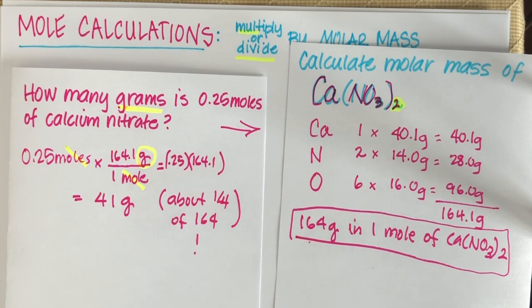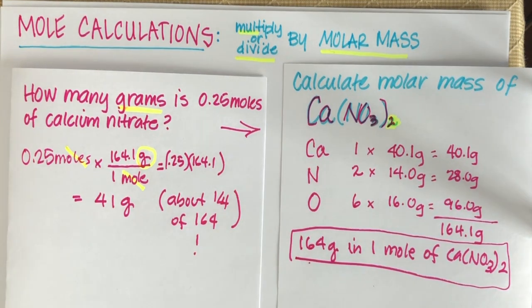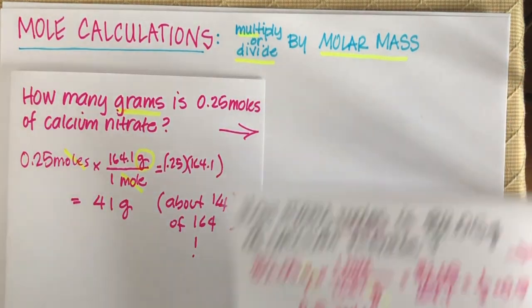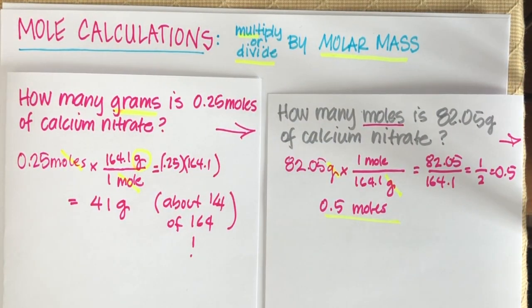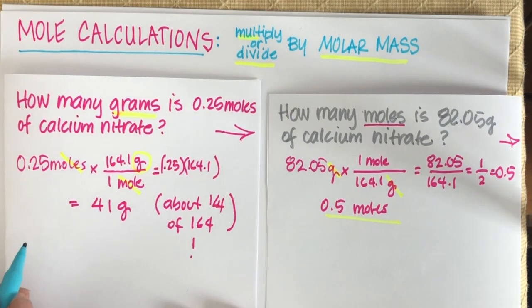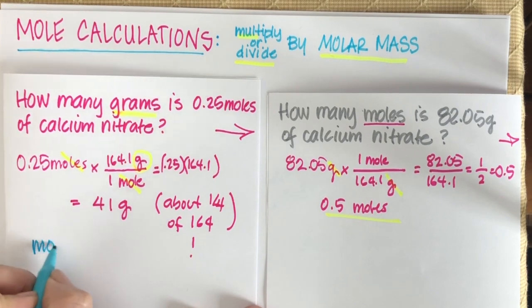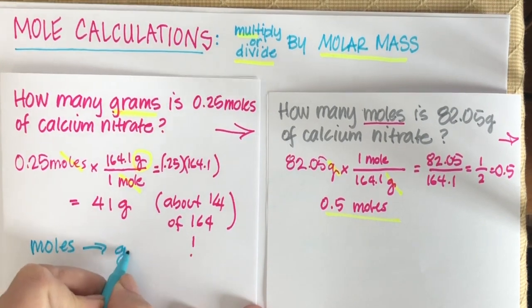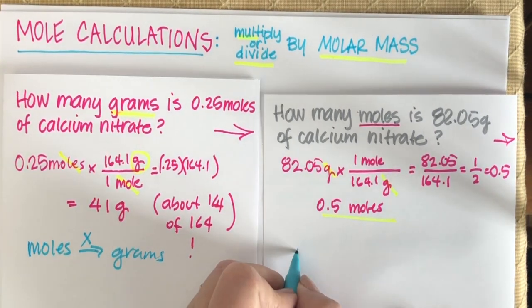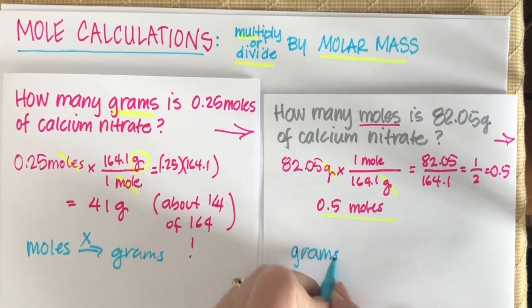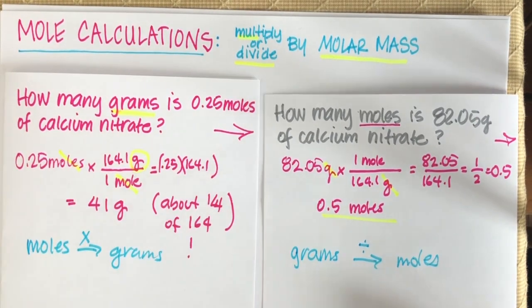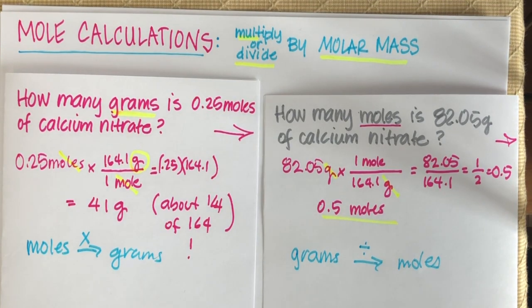So that's how mole calculations go. Sometimes you multiply, and sometimes you divide. So when you're going from moles to grams, it's multiply. And when you're going from grams to moles, it's divide. That's the lesson. Happy practicing, happy chemistry.